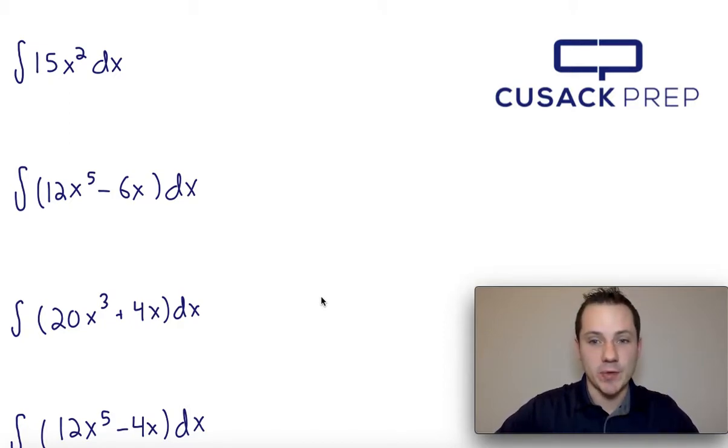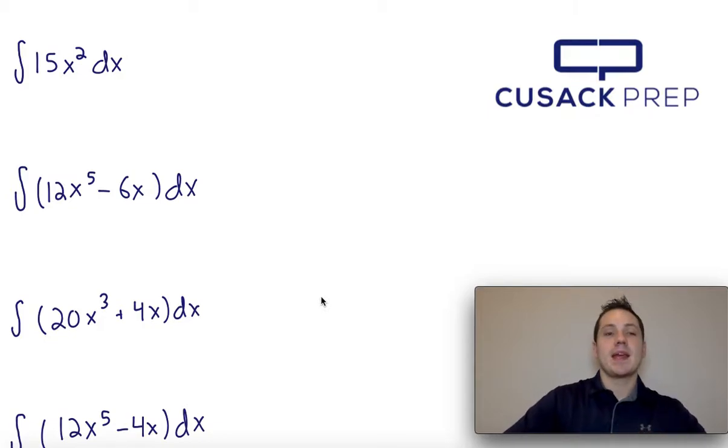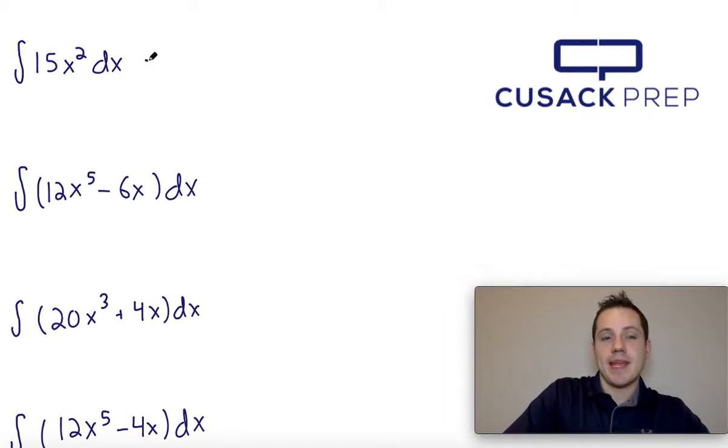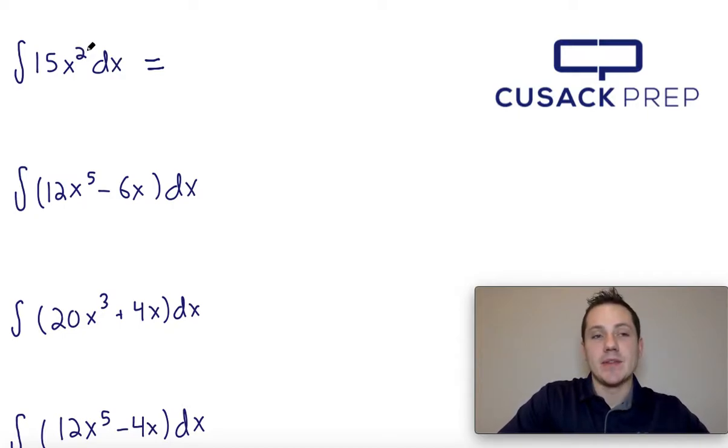using the exponent rule. So if we take a look at our first integral, we can see that what we're evaluating is the integral of 15x squared dx. Now the rule with integration is that you have to first add 1 to the exponent, and then you divide everything by the new exponent.